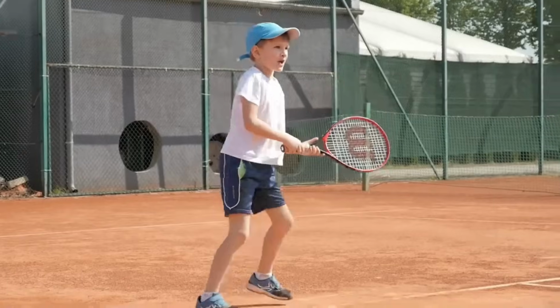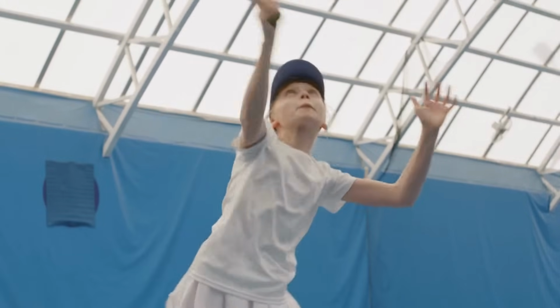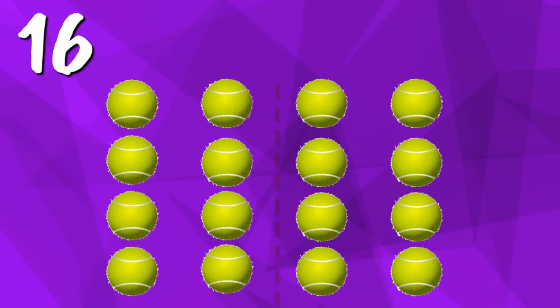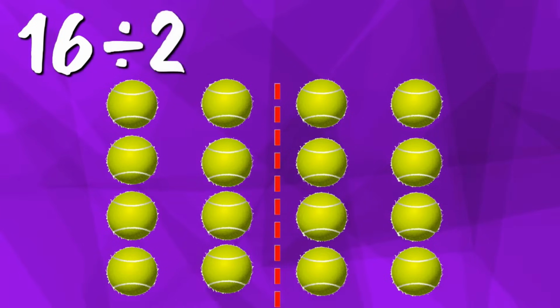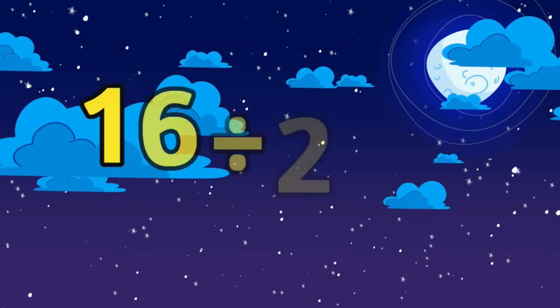Speaking of awesome, the next example is from the world of tennis. Have you ever played tennis before? Okay. I enjoy tennis. It's a fun sport. Let's say there are a total of 16 tennis balls, and 2 tennis players want to split them up. 16 divided by 2 will tell us how many tennis balls each player will get. What is 16 divided by 2? 8. There are 8 tennis balls in each of these 2 groups. 16 divided by 2 equals 8.